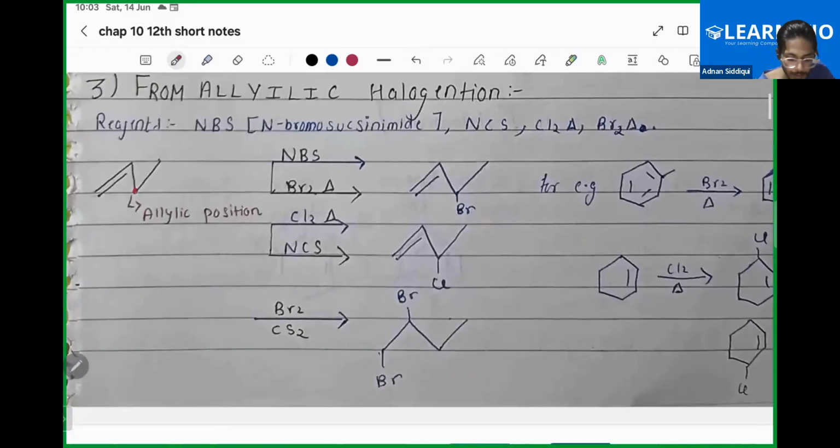The bromine will be attached to what position? The allylic position, right? This is the allylic position. Bromine will come here. Simple, right? Or what you can do here, you did bromination, you can also do chlorination. You can use Cl2 in presence of heat or simply NCS, N-chlorosuccinimide. In both cases, your chlorine will be attached to the allylic position, right?